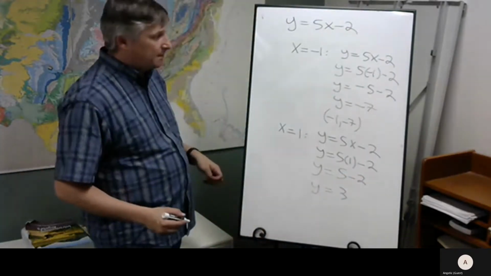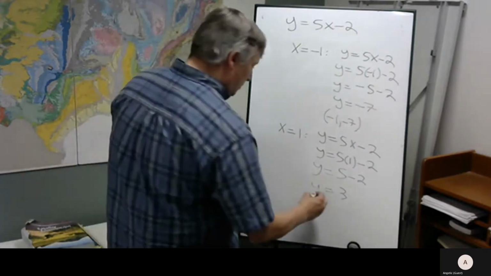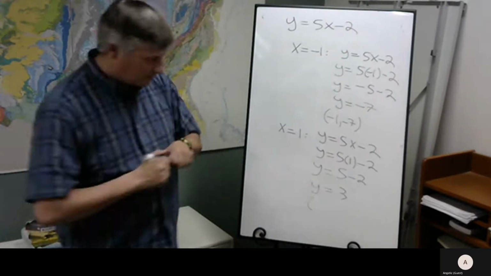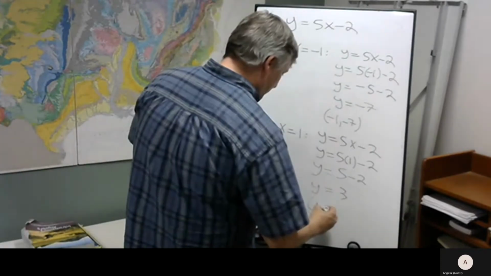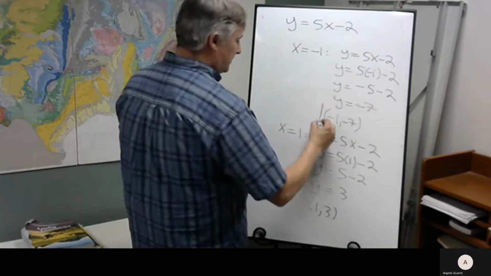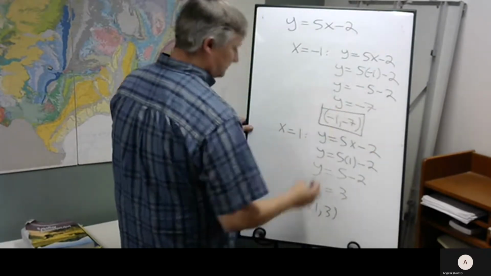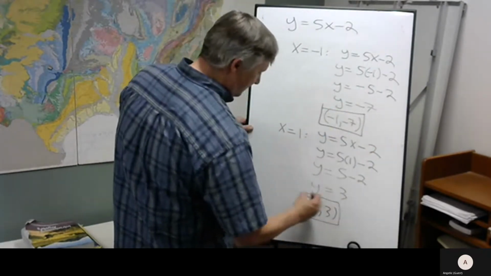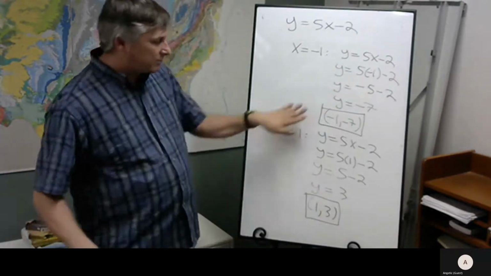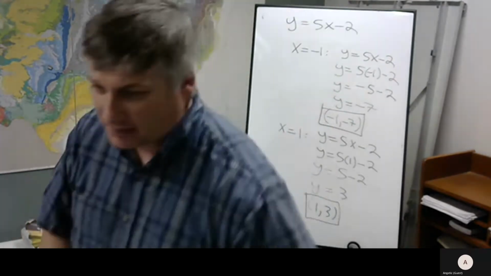We'll get y equals 3. And so that means we have an ordered pair with a different pin: 1, comma 3. So we have this one, and we have that one. So what I'm going to do, let me go back. I'll graph these. Let's take a look at that.